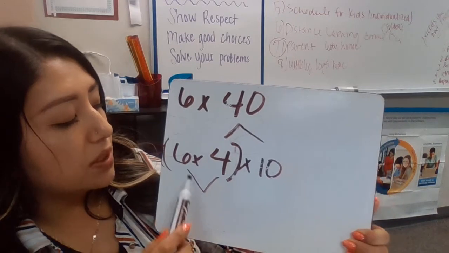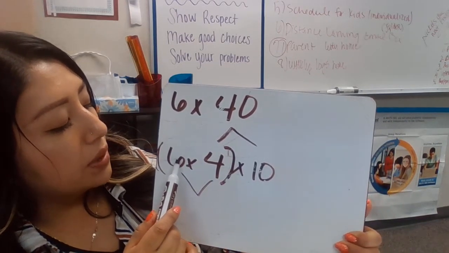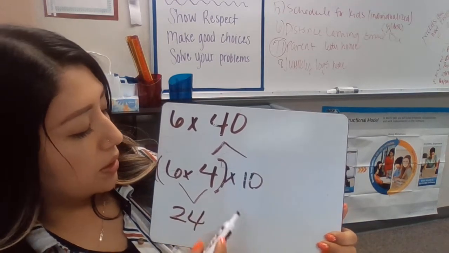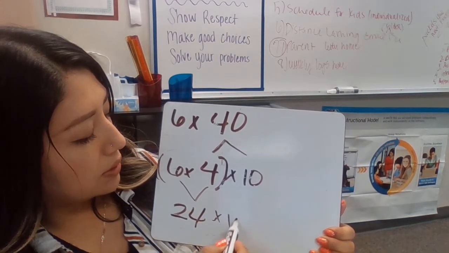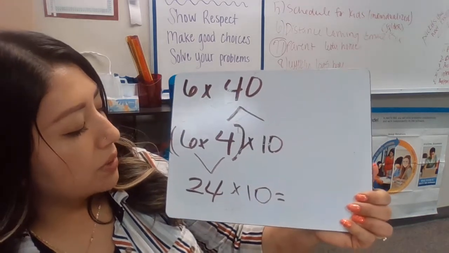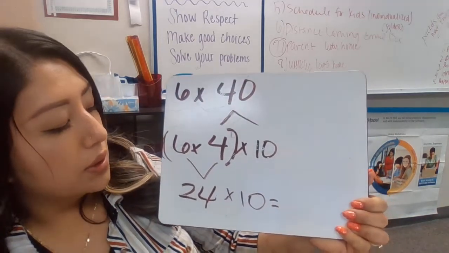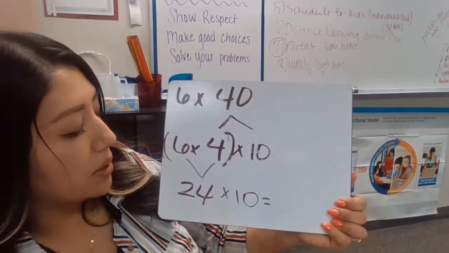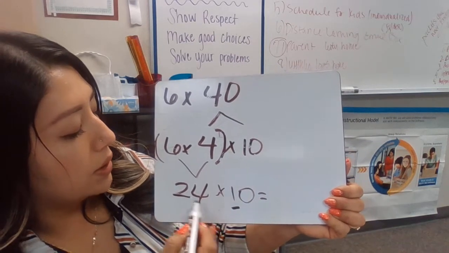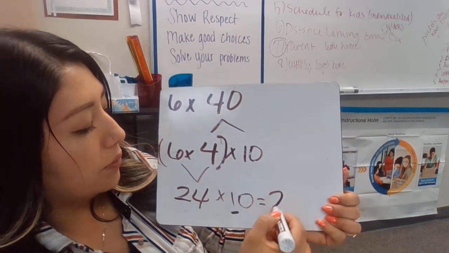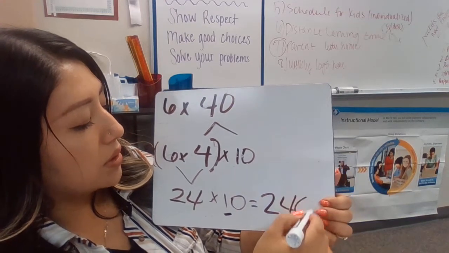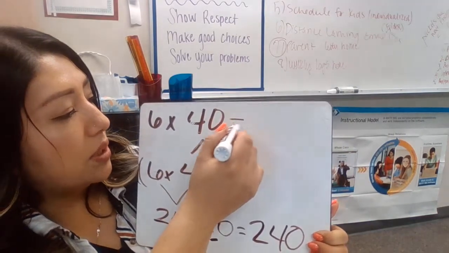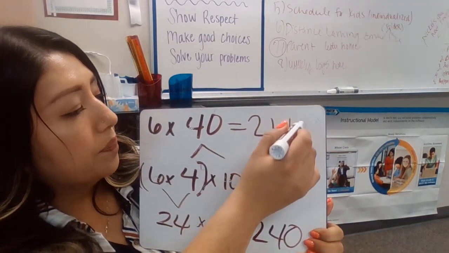First we're going to multiply the smaller numbers. And we know that 6 times 4 gives us 24. And then we bring down the 10. Next we have 24 times 10. We know we can get this answer quickly in our head without using a calculator because we just multiply by the 1. So 24 times 1 is 24. And then we tack on the 0. And the answer is 240. So 6 times 40 equals 240.